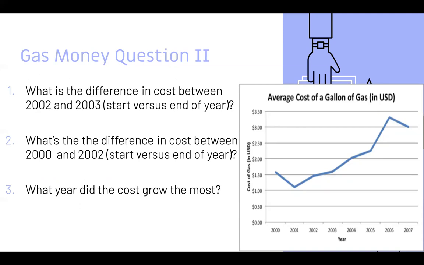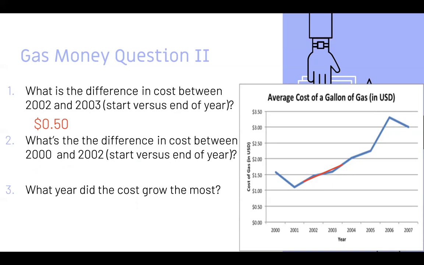So we can look at a little bit more specific, a little bit more complex, right? What's the difference in cost between 2002 and 2003, excuse me? And we get about 50 cents as our answer. If we look at those two data points, we can see the start and the end there.